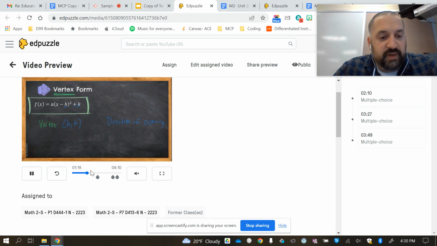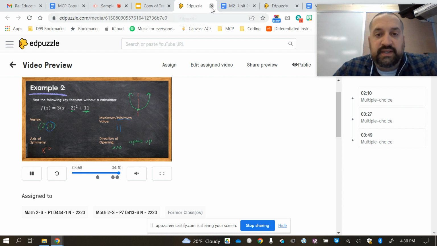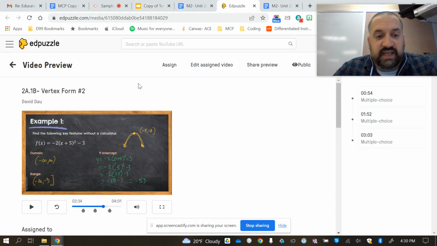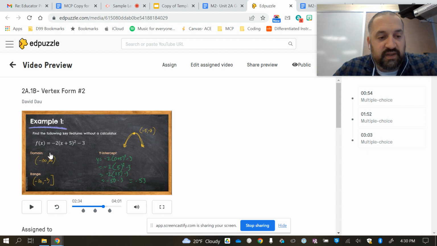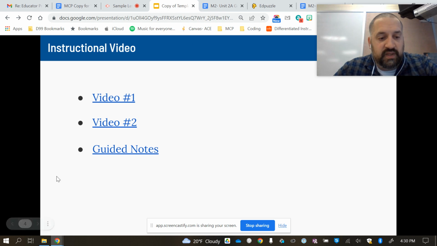So I go over a little bit of vertex form, and again I talk about those 4 key features for example 1, and then I do it also for example 2, and I have a few embedded questions in there. And then with the second video, same deal. I just talk about domain, range, and y-intercept. But that is the layout of the notes, both the video and the guided notes.